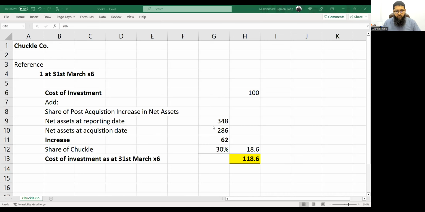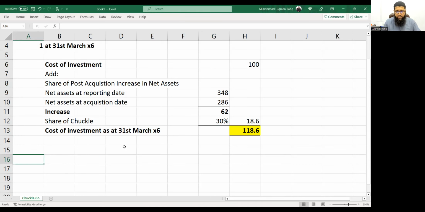Is that okay? Now, let's talk about the statement of comprehensive income. So what actually happens is that the increase in net assets is basically 62. So how much is the increase in the net assets? The increase in net assets is 62.